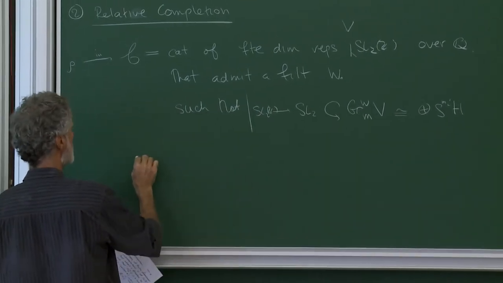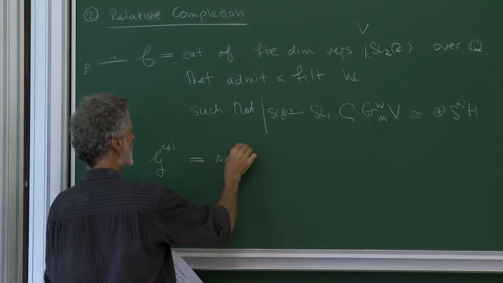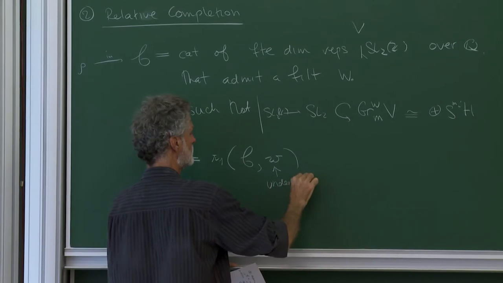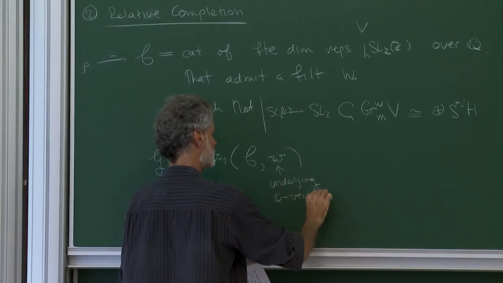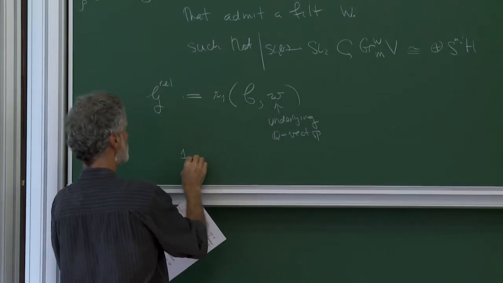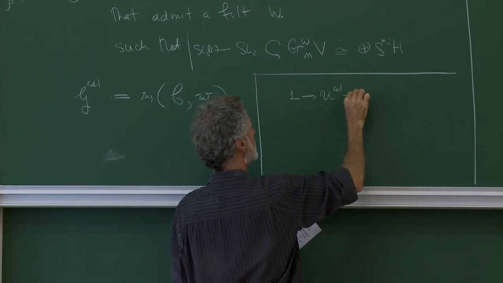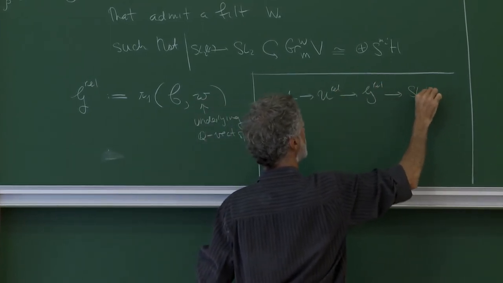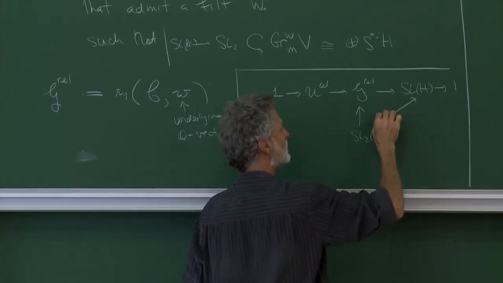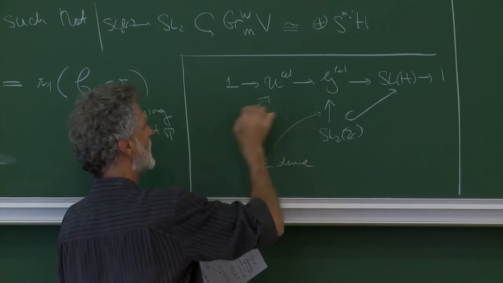And so this is a Tannakian category, so the relative completion of SL2Z is the Tannakian fundamental group of this category with this underlying Q vector space. And what does this guy look like? It is an extension. Maybe I'll put here, we have 1 into U^rel into G^rel into SL2, I'll call it SL_H, and we have SL2Z here, and I'll be a bit sloppy, I should write Q rational points here. Here's the standard inclusion, and there'll be this lift here. This lift is Zariski dense, and this guy here is prounipotent.